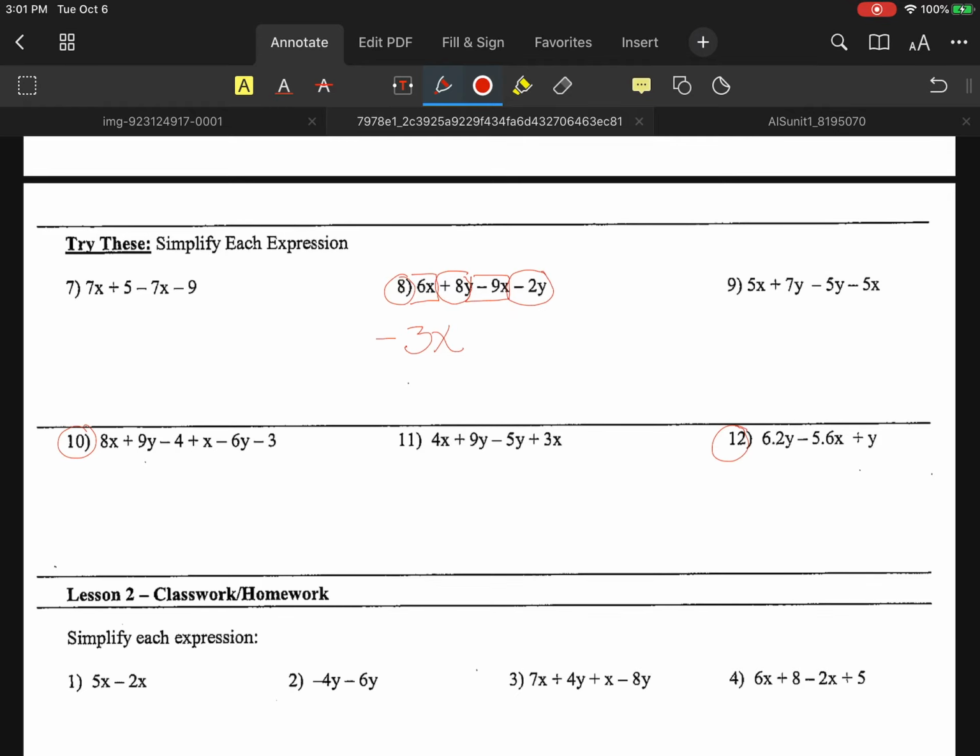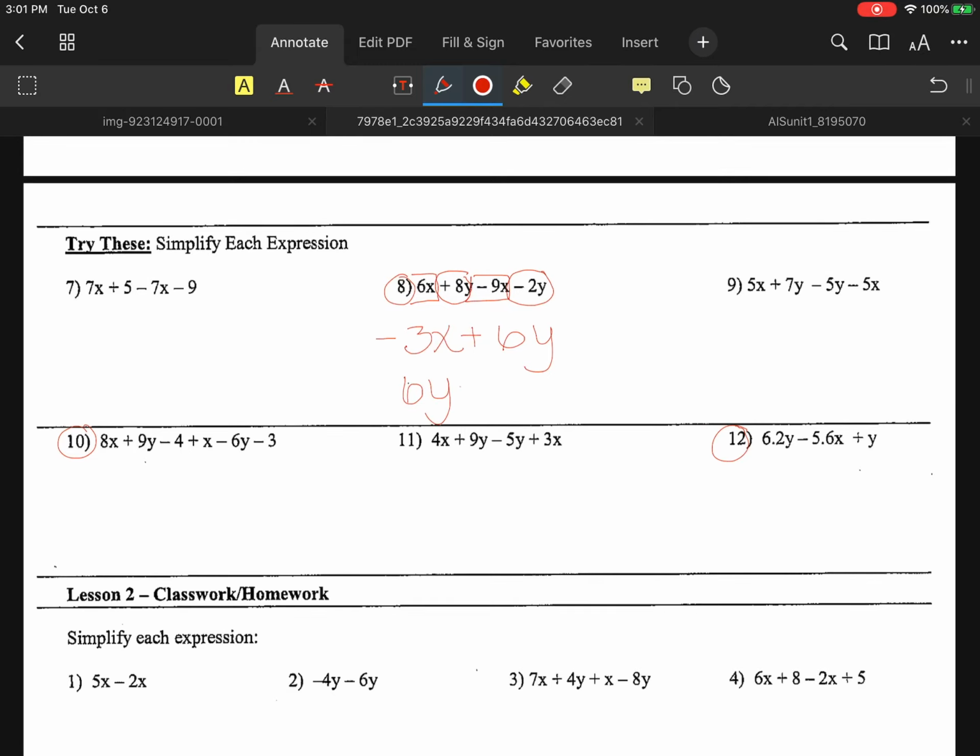I now do my y's, a plus 8y and a minus 2y. 8 is positive, 2 has a minus, signs are different. I subtract. 8 take away 2 is 6. Those were my y's. I keep the sign of the bigger number. 8's bigger than 2, so this is a positive 6y. So a plus is now going to separate those.